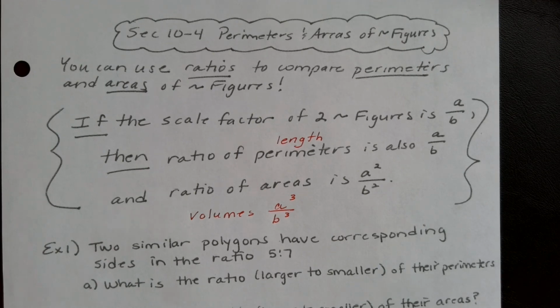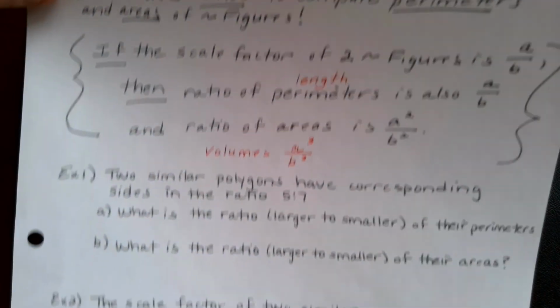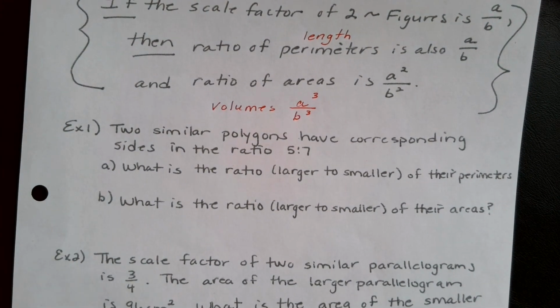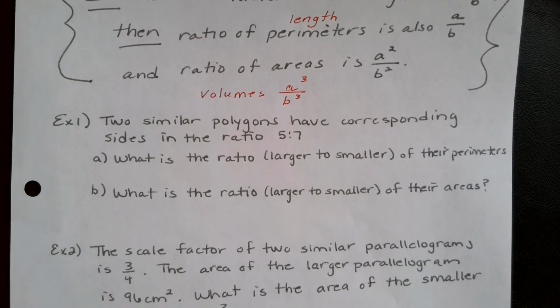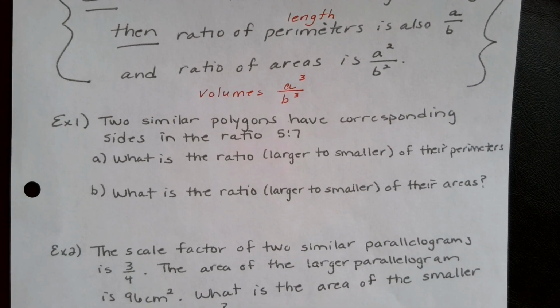So let's take a look at an example. Two similar polygons have corresponding sides in the ratio of 5 to 7. What is the ratio, larger to smaller, of their perimeters? Go ahead and write what you think that would be.